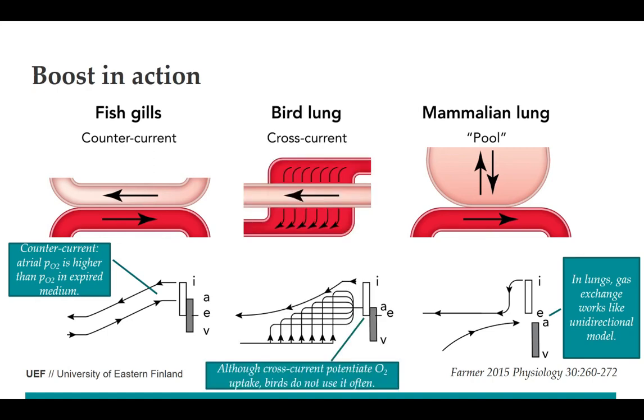And this cross-current is used by bird lungs. Even with cross-current, you can actually have more partial pressure of oxygen in the circulation, but quite often that is not used, because for terrestrial animals, in the air we have such a huge amount of oxygen available, so they don't need this.